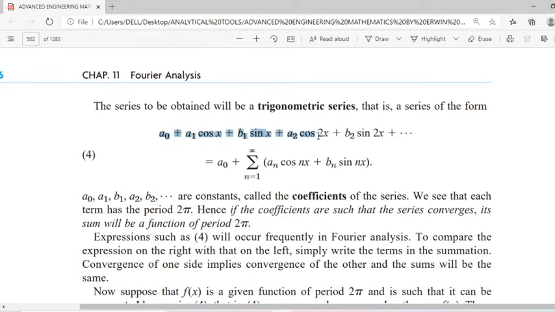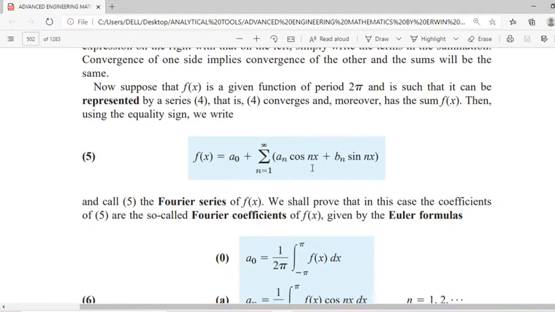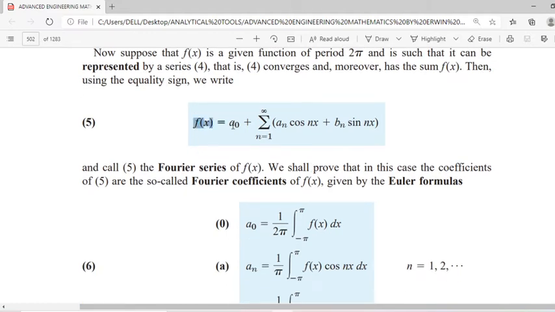The series of the form some constant a0 plus a1 cos x plus b1 sin x plus a2 and so on is usually called a trigonometric series, or Fourier series. The period may be pi or 2 pi, etc.; whatever be the function, the period may be different for different functions. So this series, f of x equal to a0 plus summation n from 1 to infinity of a n cos nx plus b n sin nx, is called Fourier series.